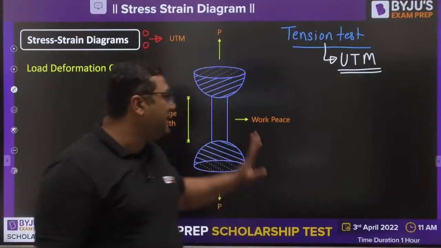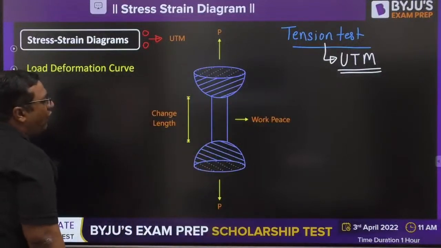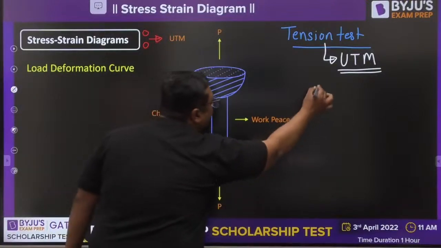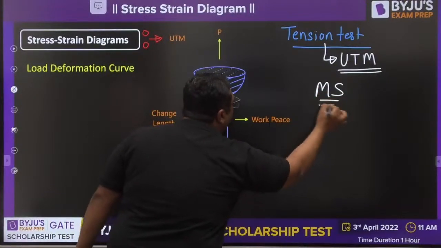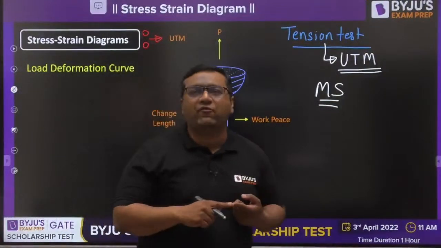So my dear, in this tension test, we are going to have this type of specimen. Let us say we are going to perform the test on a material known as mild steel. So we would be having this kind of specimen. It is said to be a dog bone shaped specimen.